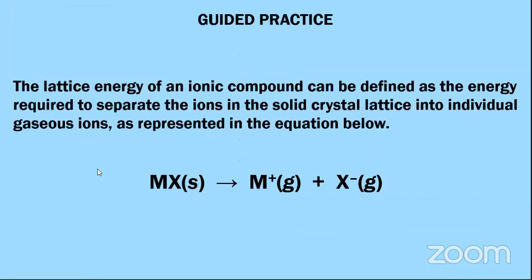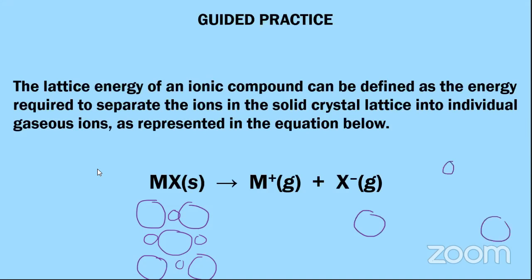All right, next thing I want to talk about is something called lattice energy. Now, we did see on the screen earlier that you could draw a diagram for an ionic compound that would look something like this. That's in the solid state, but in the gaseous state, they would be completely separated from each other. So the lattice energy is the energy required to break apart or separate the ions in the solid crystal lattice into individual gaseous ions.